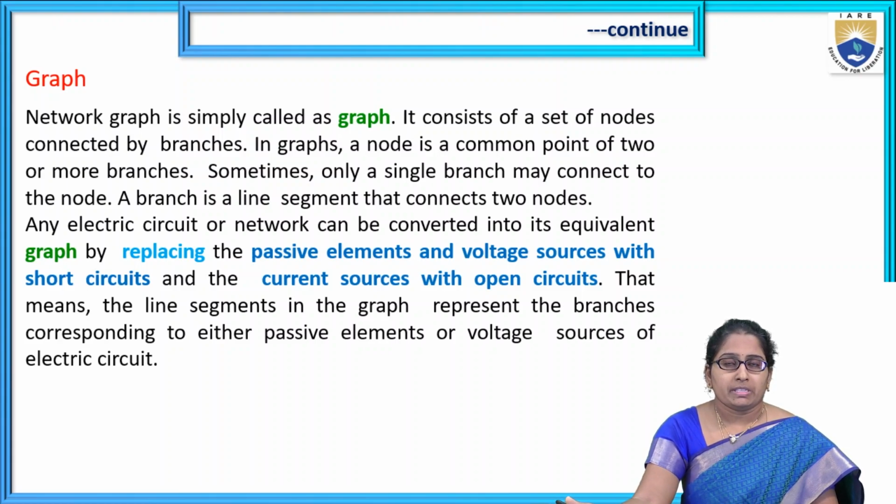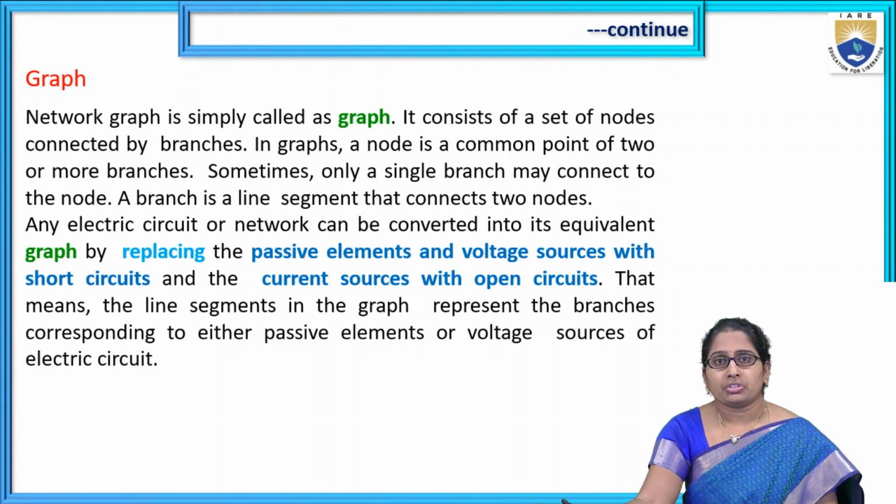Next, what is meant by a graph? A graph is nothing but a network graph. In a simple manner it is also called a graph. It consists of a set of nodes which are connected by branches. And what is meant by a node, and what is meant by a branch?